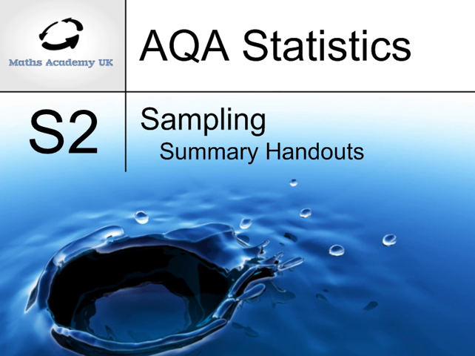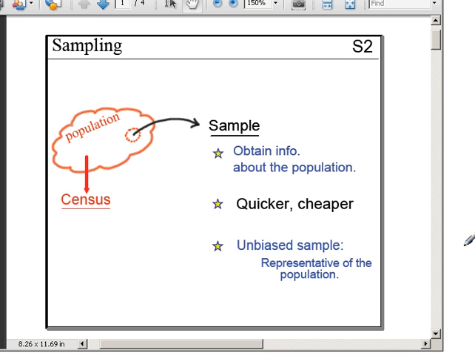A copy of the handouts given in class. The first slide explaining the basics of a census and why a sample is sometimes a better option.